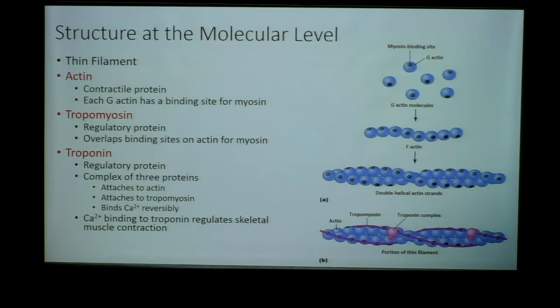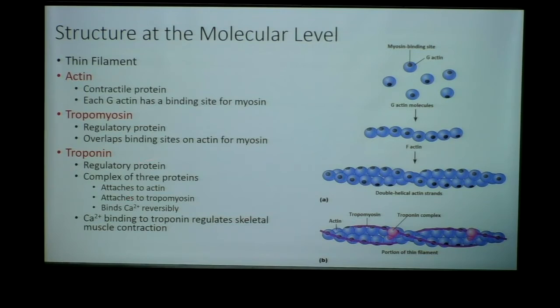Troponin, which is our second regulatory protein, is a complex of three other proteins, okay? And so we can see this structure here, which is a complex consisting of three smaller protein subunits. That's troponin. There's an attachment to actin, to the blue structure, to the entire filamentous protein. There's an attachment to tropomyosin, to this thread-like regulatory protein, and there's an attachment to bind calcium reversibly, okay? This is a very important part of understanding muscle contraction, and this will come back again and again and again, so please make a note of this.